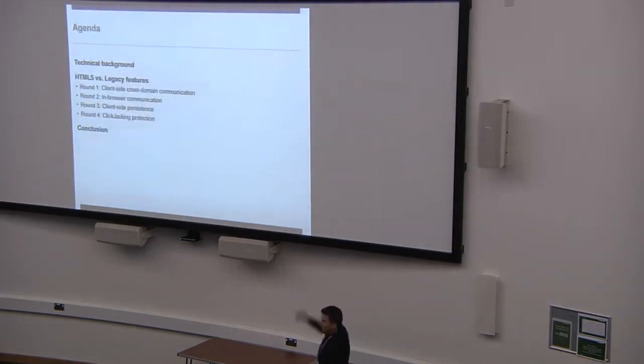In the beginning, I would like to give a short technical introduction into the topic, so explain the basic security concepts that we have in the browser and how authentication in web browsers works. And then we will have sort of an HTML5 deathmatch against legacy features. We will have 4 rounds. We first speak about client-side cross-domain communication. Then we will talk about in-browser communication. Then about client-side persistency. And in the end, we will talk about clickjacking. And in the end, we will also have a conclusion.